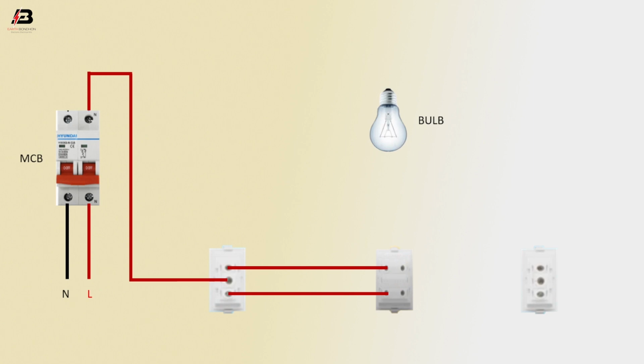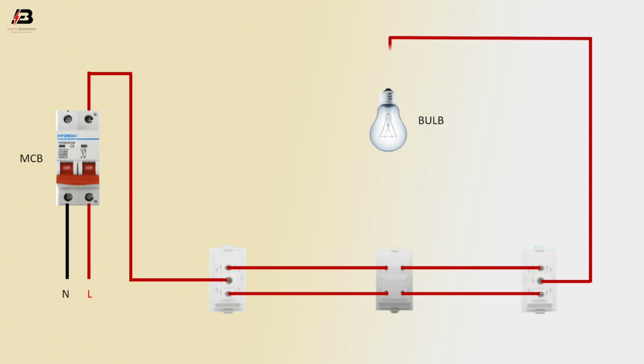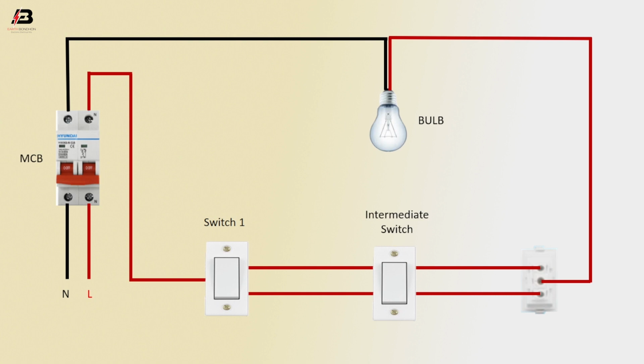intermediate switch L1 and L2 terminal, common connection between intermediate switch and two-way switch 2 L1 and L2 terminal, output connection from two-way switch 2 common terminal to bulb phase point. Neutral connection output from MCB to connect bulb. Now this circuit is ready for use.